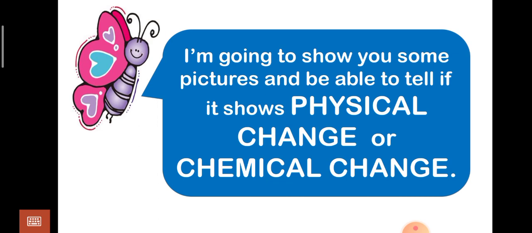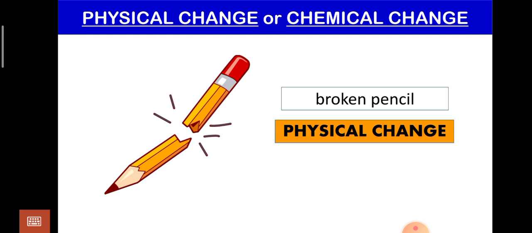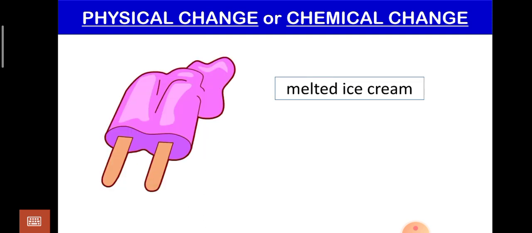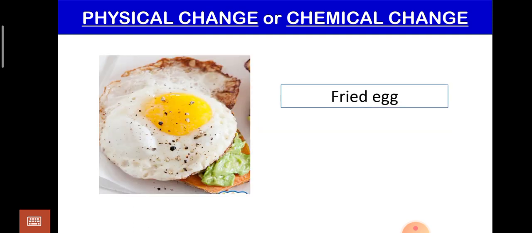Okay, bibigyan ko kayo ng isang activity wherein you are going to identify the picture and tell if it undergoes physical change or chemical change. You have to tell your answer loudly, okay? Just tell physical change or chemical change. So the first picture is broken pencil. It is physical change. How about melted ice cream? Is it physical change or chemical change? It is physical change. Fried egg.